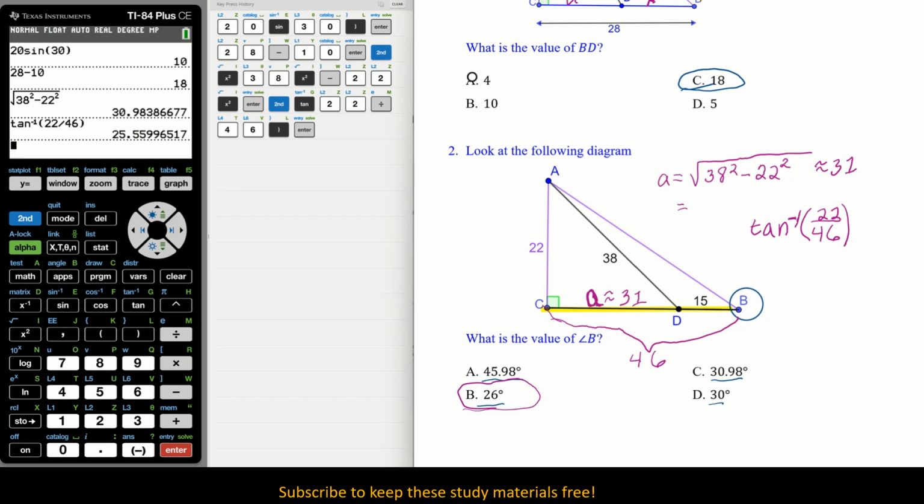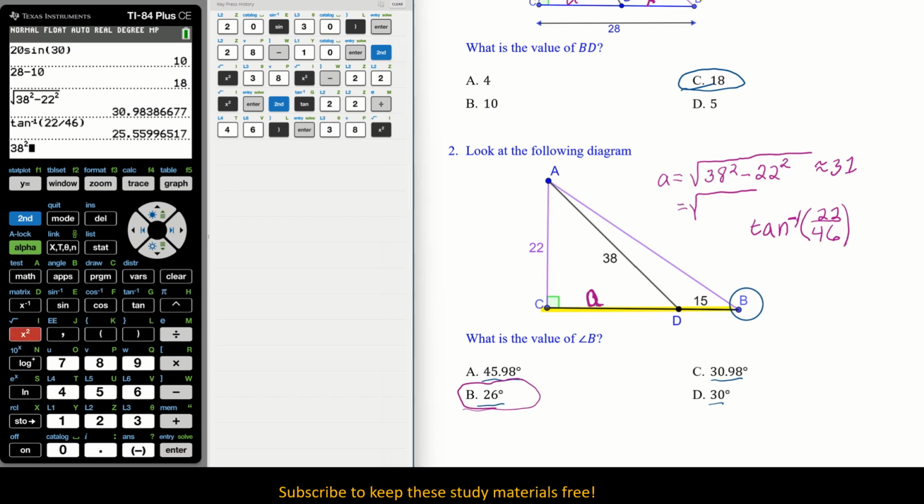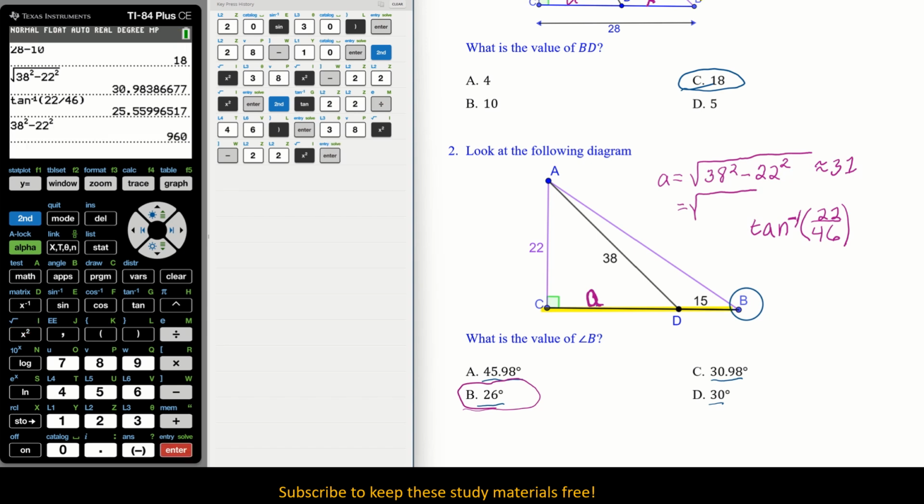However, let's try something out, because sometimes the numbers will all be super close, and if you don't do it quite right, you might end up with an error situation. Okay, so let's get rid of that 31 and let's do an exact value. So that means under the radical, we need to put this value of 38 squared minus the 22 squared, and that will equal 960. So we leave that all under the radical.